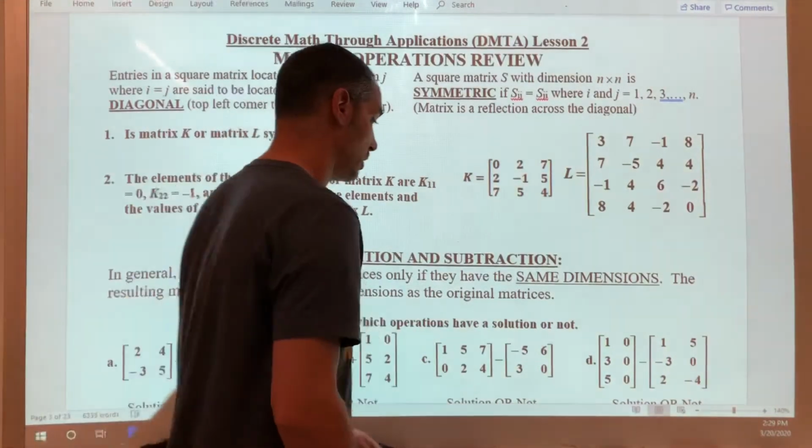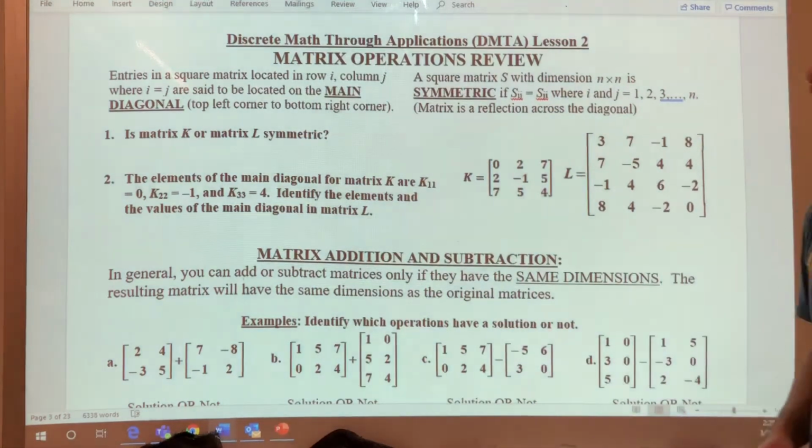Alright, so we're going to look and talk about matrix operations. Matrix operations, we have addition, subtraction, and multiplication. You actually can't divide a matrix. So we're going to talk about the simple operations. We're not going to talk about multiplication today.